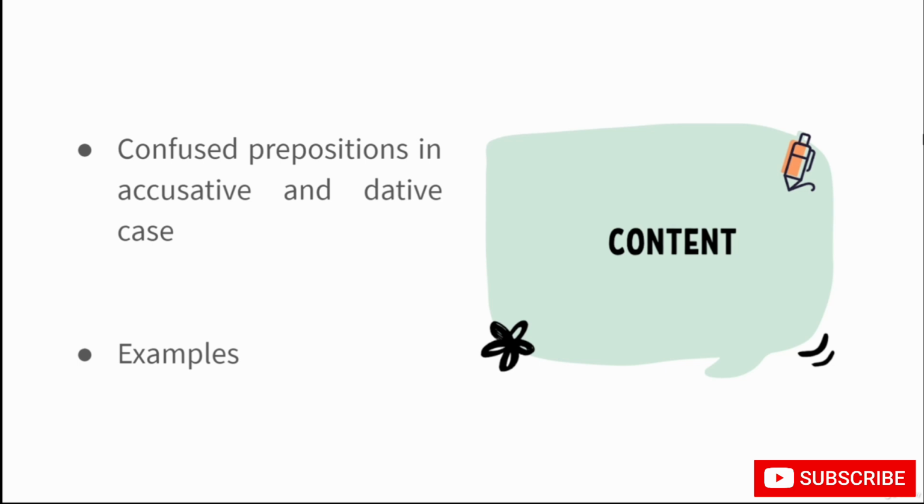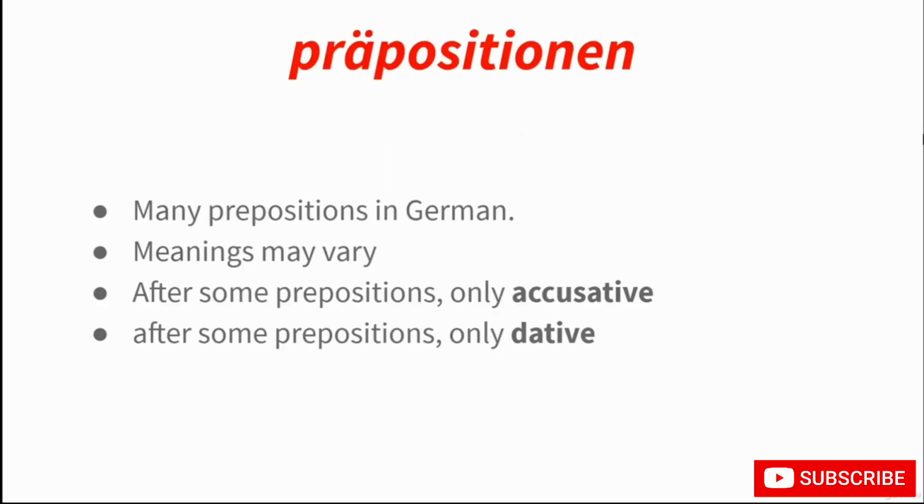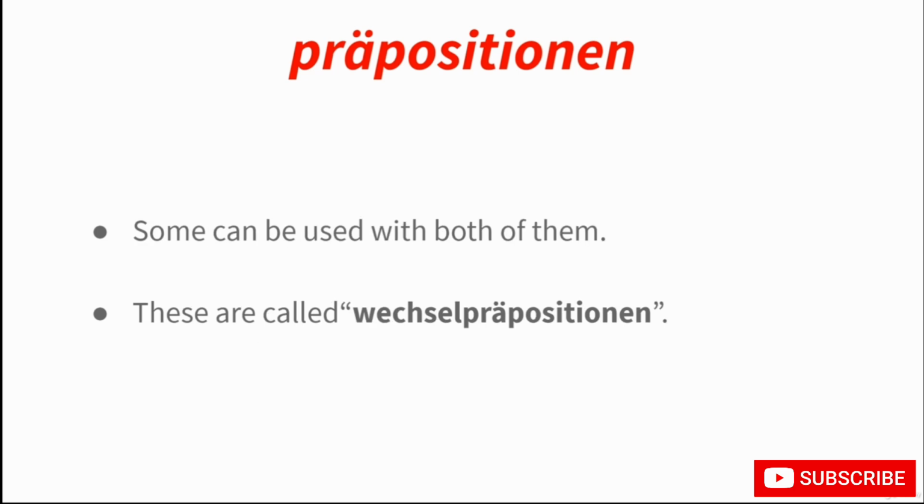Let's talk at first about what prepositions are. There are many prepositions in German, and the meanings of these prepositions may vary depending on the situation they are used in. After some prepositions, only accusative can be used, but after some prepositions, only dative can be used. But there are some which can be used with both, which means they can be used with accusative, also with dative case. And these are called Wechselprepositionen in German.